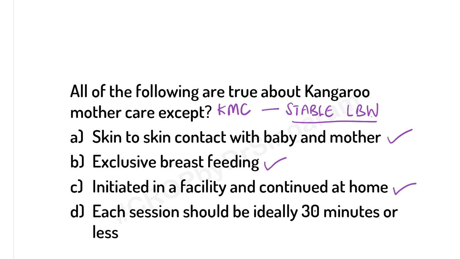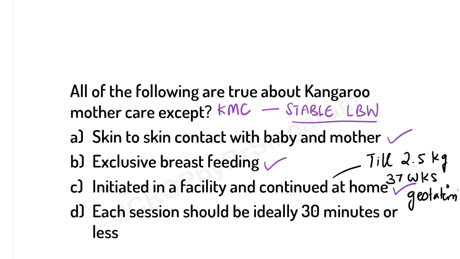Okay, so what happens is that when the baby is stable, we keep the baby in contact with the mother. That's what we call kangaroo mother care, and it is initiated ideally in the hospital itself, and it is continued at home. Till when do you need to continue? It is continued till the baby attains the normal weight of 2.5 kg, or once the baby has attained 37 weeks of gestation. Till that time you have to continue kangaroo mother care.